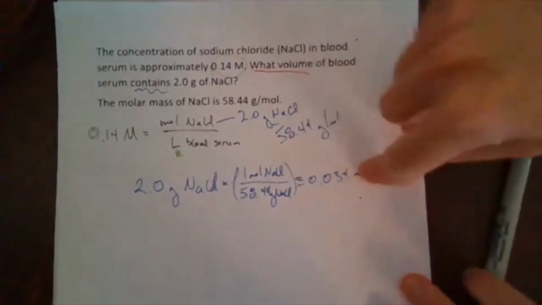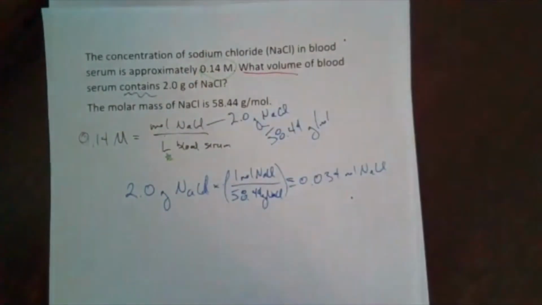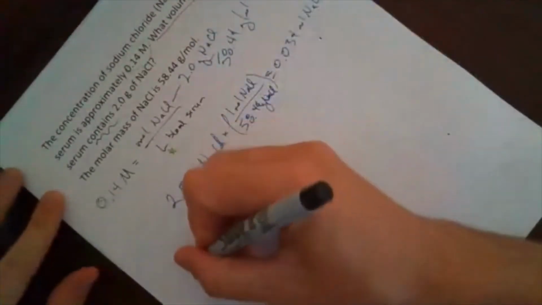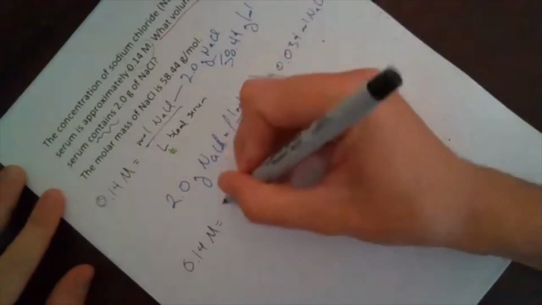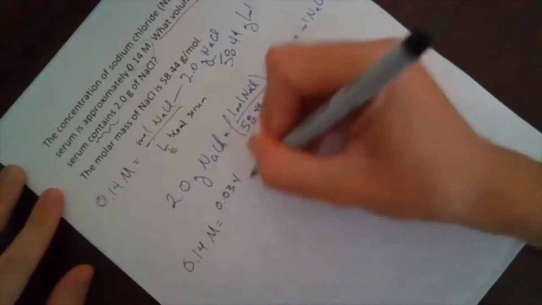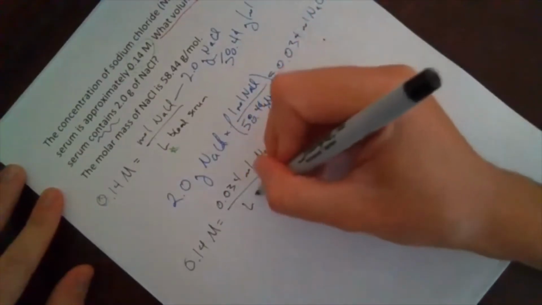So I can take that number of moles and plug it back into here. And so what I end up with is 0.14 molar is equal to 0.034 mole NaCl divided by liters of my blood serum.